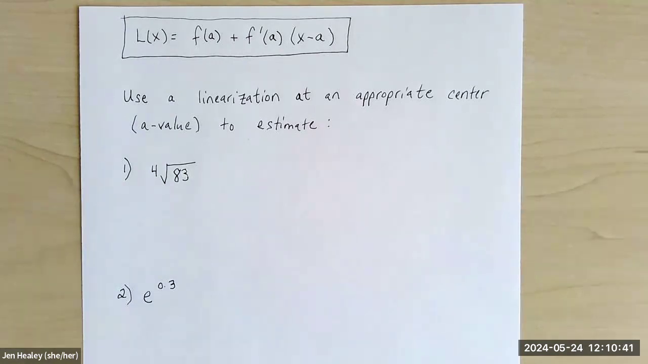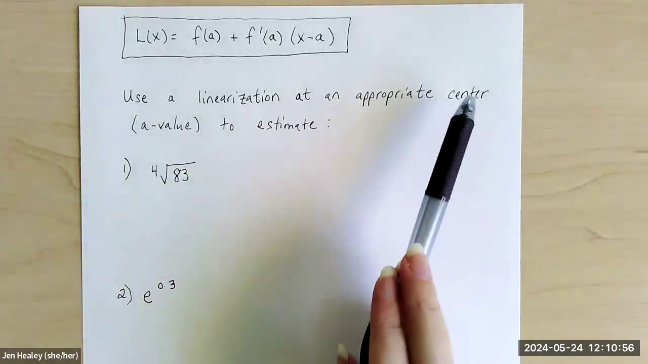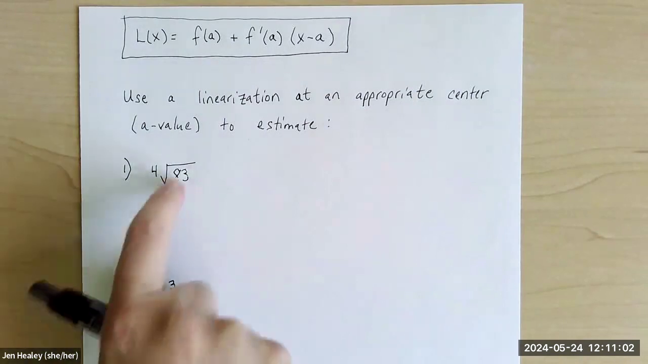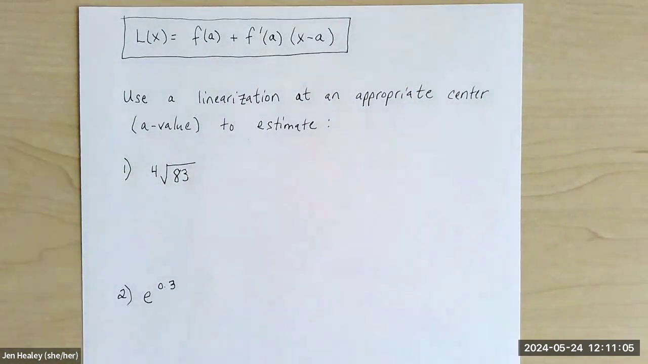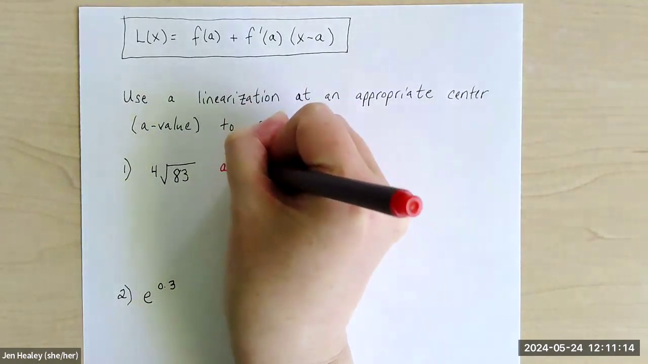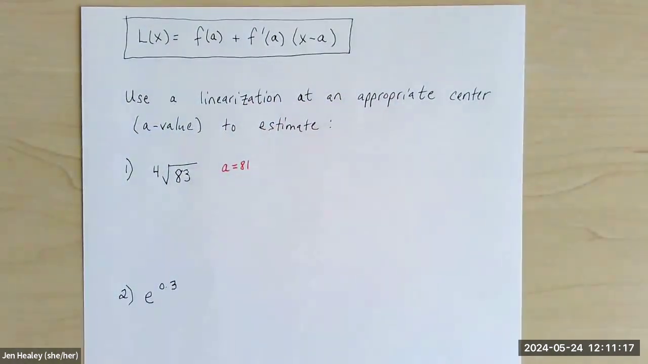When you're doing a linearization, you want to choose a number that's close to the number that they're giving you. It can't be too far off or your approximation will be bad. So it has to be pretty close. So when it says use a linearization at an appropriate center, that's the A value up in our formula. The A that you want to pick needs to be something that is easy for you to do the calculation at. So for number one, I would want to choose A equal to 81 because I actually know how to take the fourth root of 81. I don't know how to take the fourth root of 83 or 84 or 85, but I need something close. I can't go too far off.